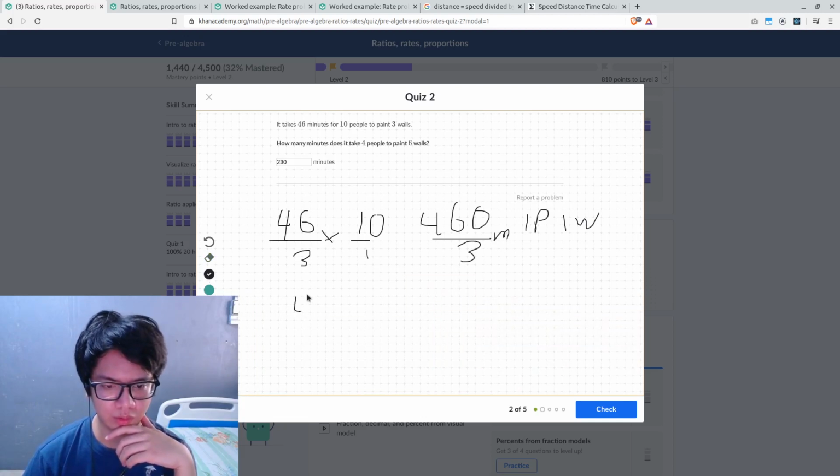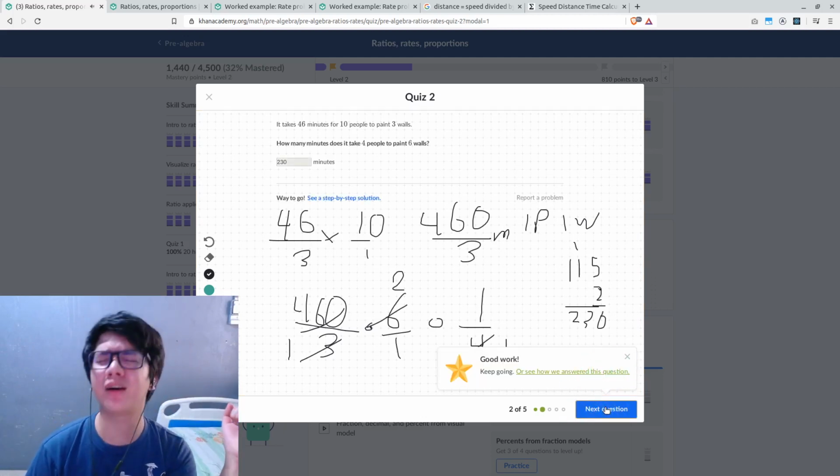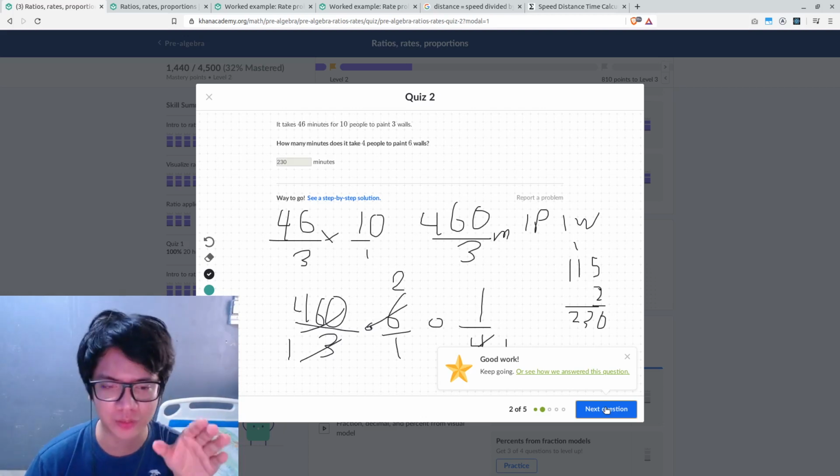So you have 460 over 3 times 6 over 1 times 1/4, right? So you can get rid of this, divide by 3, get 1, and get 2 over here. I guess we can divide by 4, we get 1. And 460 divided by 4, 115. Right? 115. Multiply it by 2, we get 230. Yeah. 230 it is. That feels so good. Oh crap. I think I can die now. But we have to keep going.